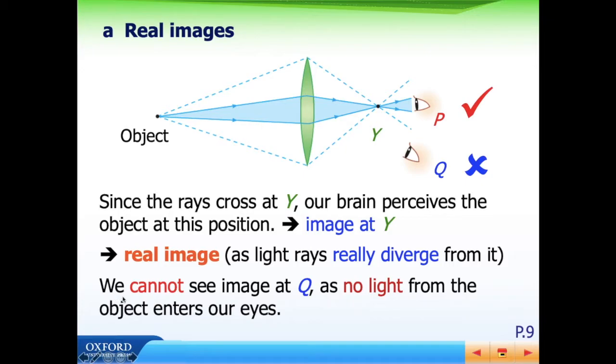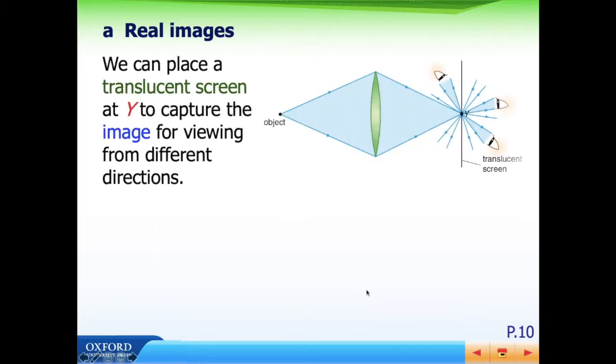Now, we cannot see the image at Q, as no light from the object enters our eye. Our Q is right here, and you are here, the observer. Since the cone is away from point Q, you cannot see the image because, as I've said, there is no light from the object that enters our eyes. Now, we can place a translucent screen at point Y to capture that image for viewing from different directions.